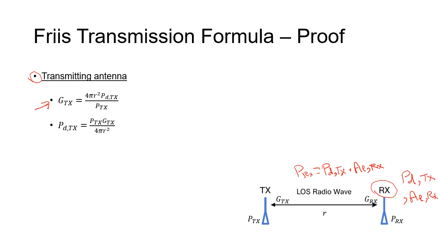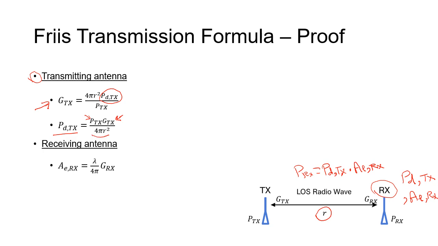By definition, G of the transmitter is equal to 4 pi r squared multiplied by the power density, divided by the total power. If we reformulate this for the power density at any distance from the transmitter, where r is the distance between transmitter and receiver, we get it equal to the total power multiplied by the transmitting gain, divided by 4 pi r squared.